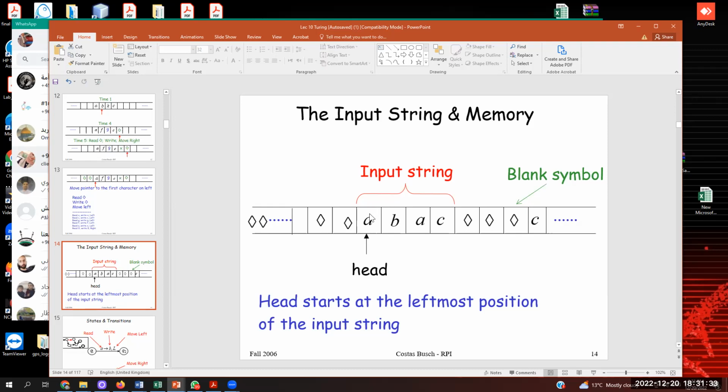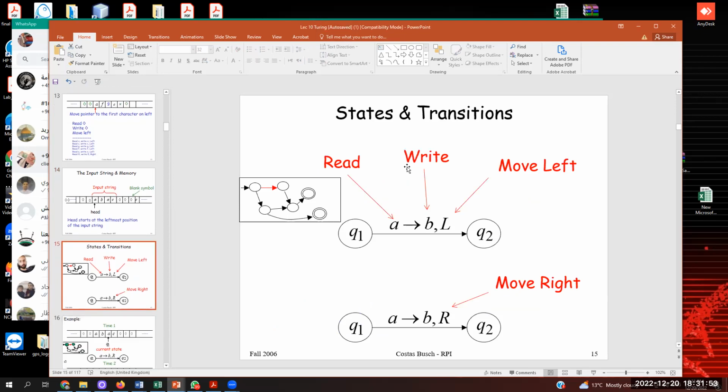So again, this is my input string A, B, A, C. These are my blanks, which I talked about a few minutes ago. And this is my head, which moves either to the left or to the right. So at each operation, I have to move the pointer to the next address or to the previous address. Now, this is how my automata looks. If I am at state Q1, I want to go to state Q2. If I read an A, I replace it with a B, and I move to the left. Or I can read the A, replace it with a B, and move to the right. Either way, I can do that.